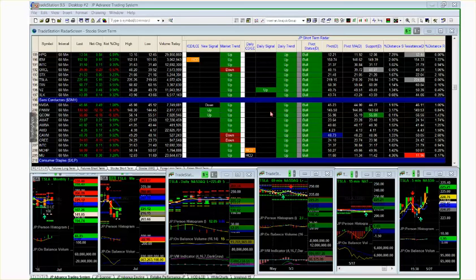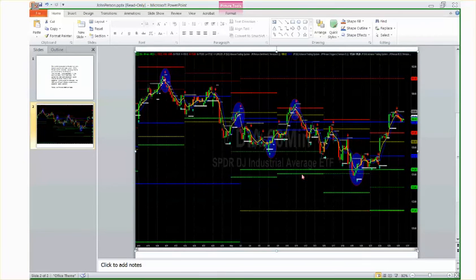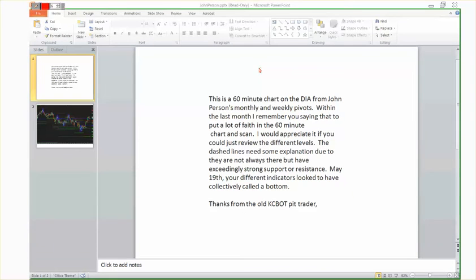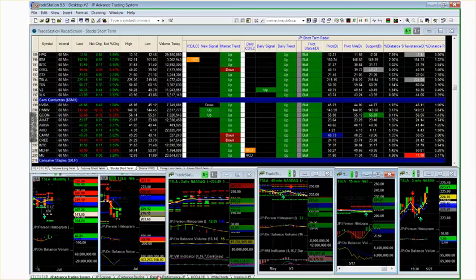So that's, I'm pretty sure, let's double check here. That answered the questions on the 60-minute time frame. We answered the question on the 60-minute time frame chart and scan. That's it.